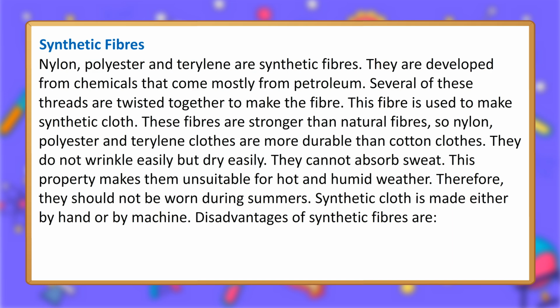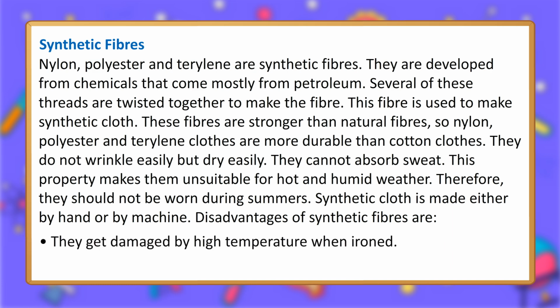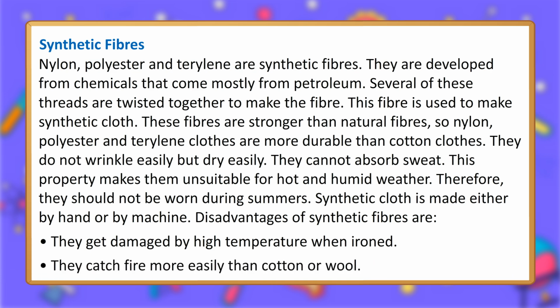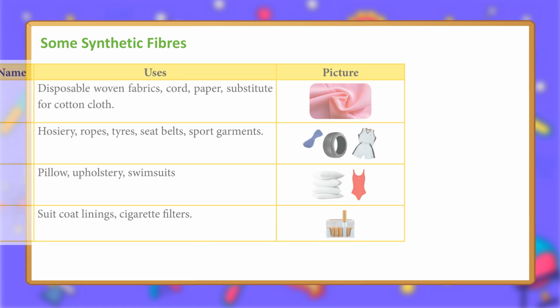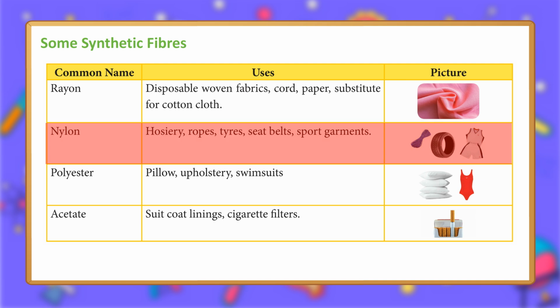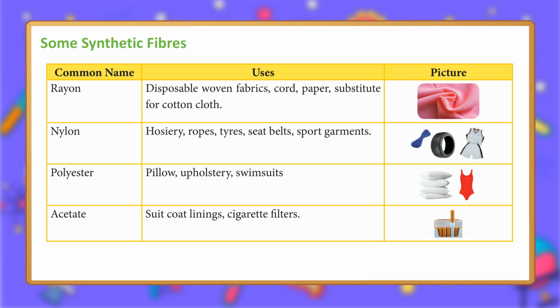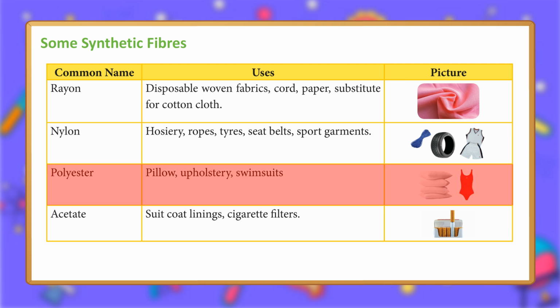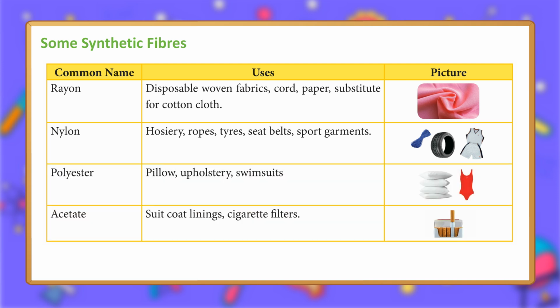Synthetic cloth is made either by hand or by machine. Disadvantages of synthetic fibers are: they get damaged by high temperature when ironed. They catch fire more easily than cotton or wool. Some synthetic fibers. Common name, uses, picture. Rayon: disposable woven fabrics, cord, paper, substitute for cotton cloth. Nylon: hosiery, ropes, tires, seat belts, sport garments. Polyester: pillow, upholstery, swimsuits. Acetate: suit coat linings, cigarette filters.